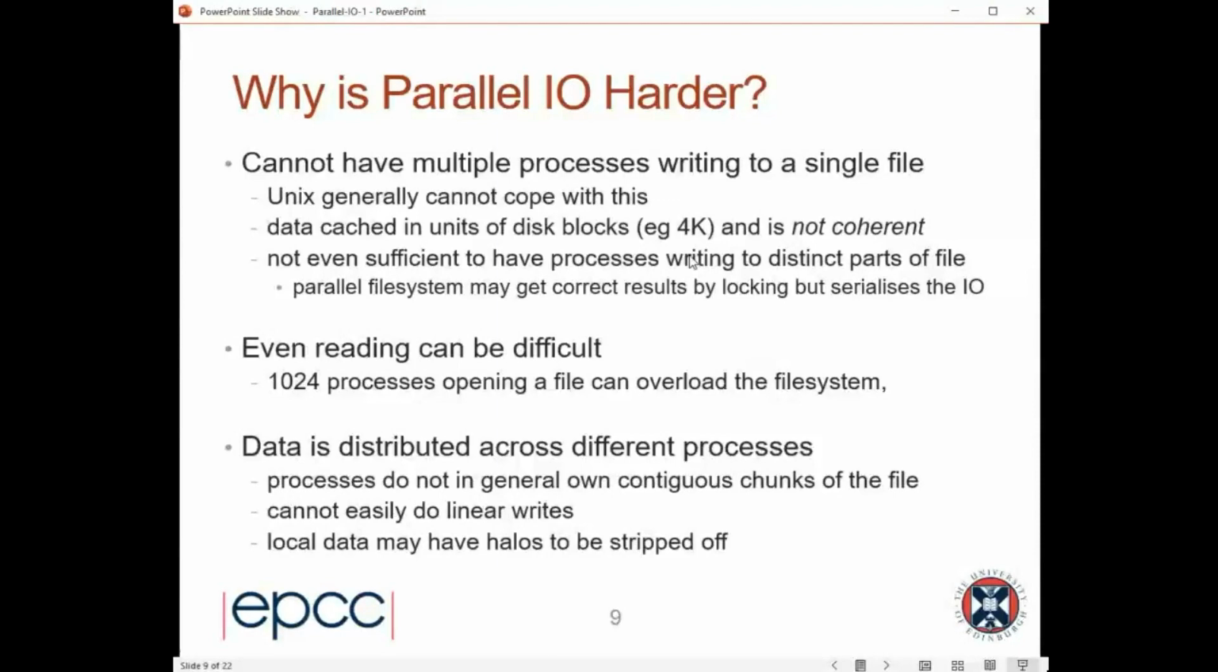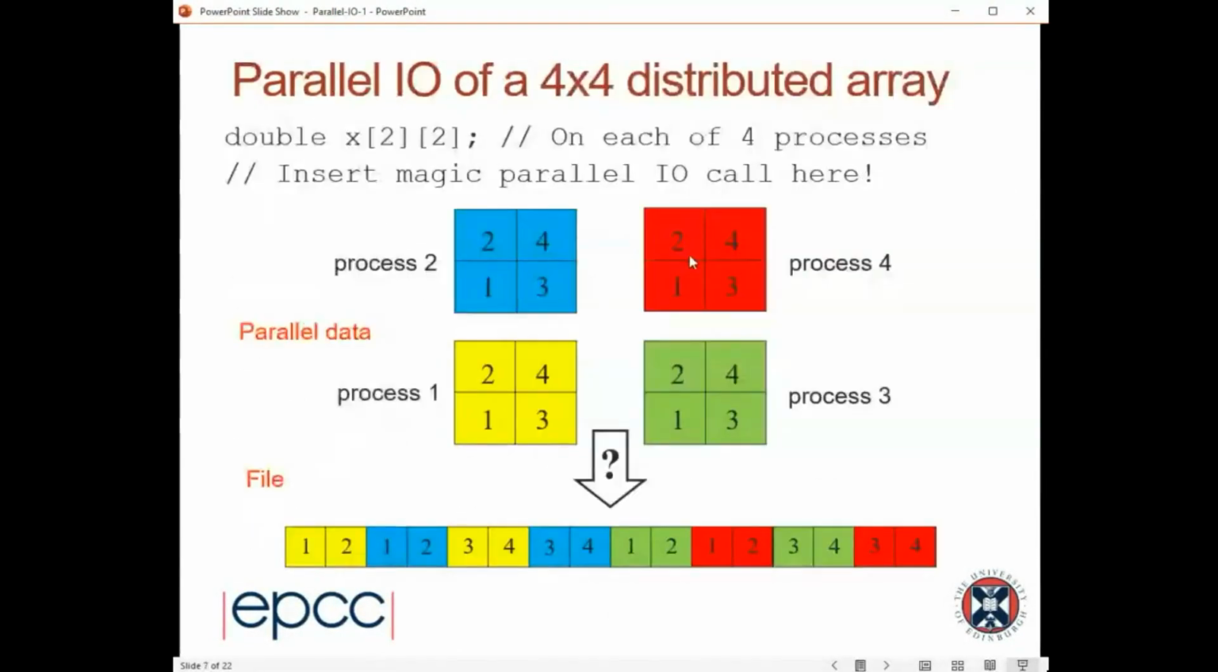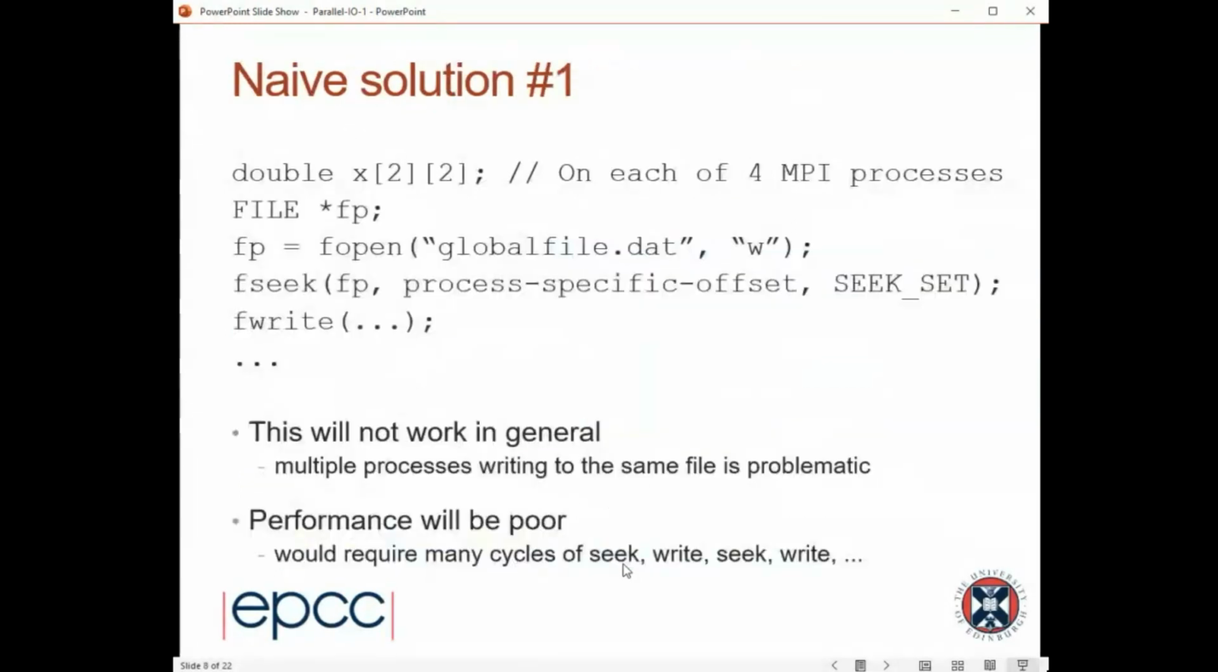So you might say, surely I can just have this IO pattern here. I've said all processes open this global file, and they all just write to their particular place in the file. You might say, surely this is okay, at least in principle, because they're writing to distinct locations in the file. That, in fact, could be problematic, and I'll explain why.